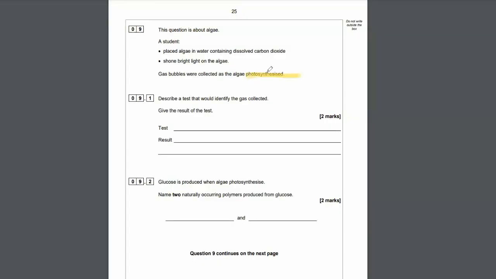What gas are they giving out? Well, in photosynthesis, we release oxygen. And so it's basically asking you, what's the test for oxygen? And the test is glowing splint relights. And that will get you 2 marks.